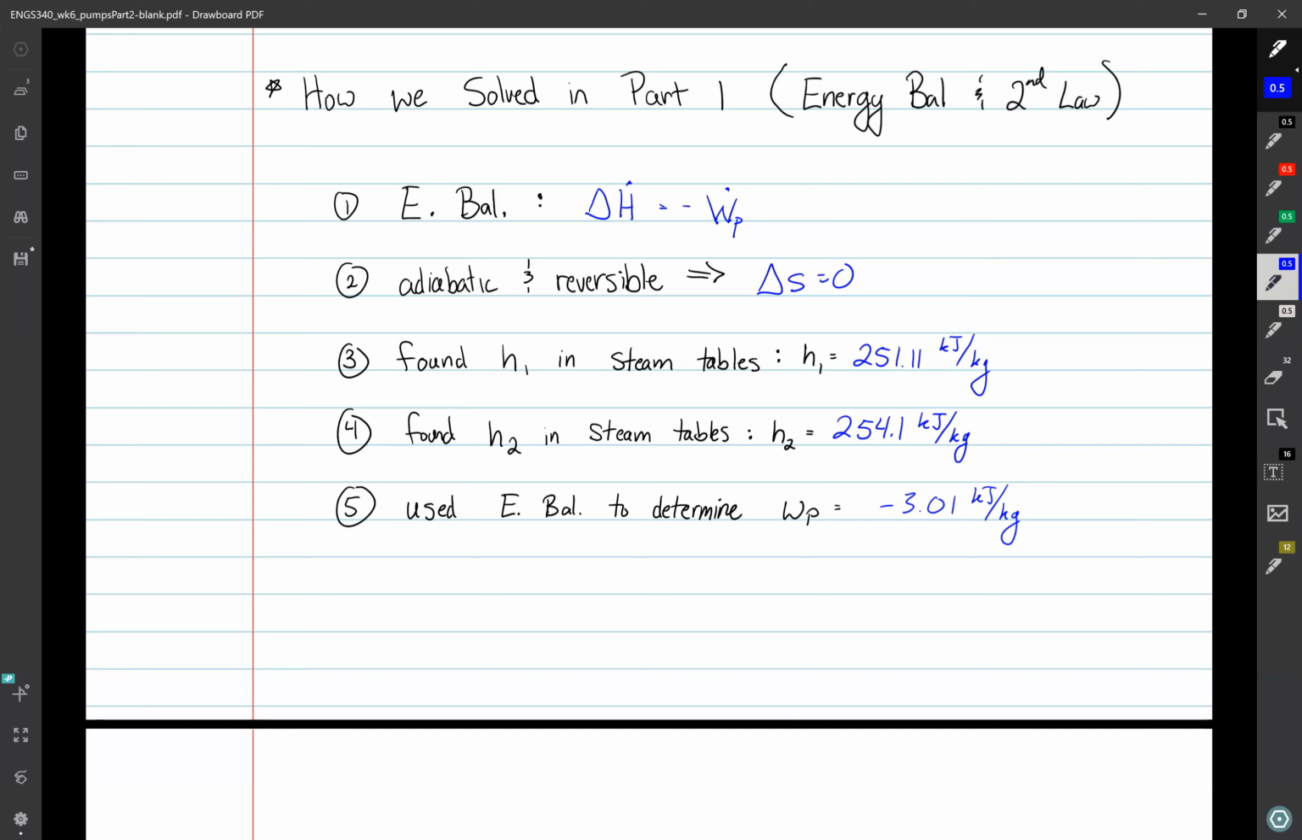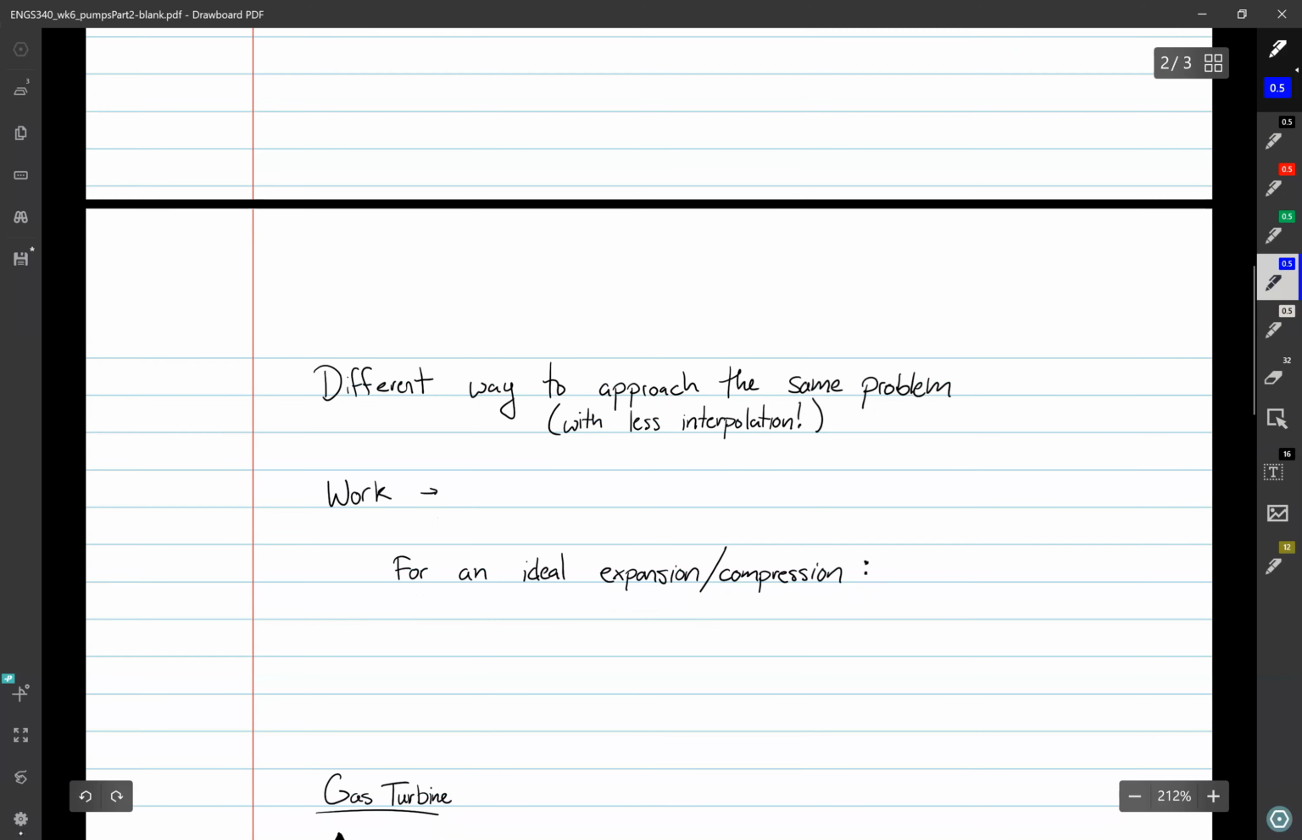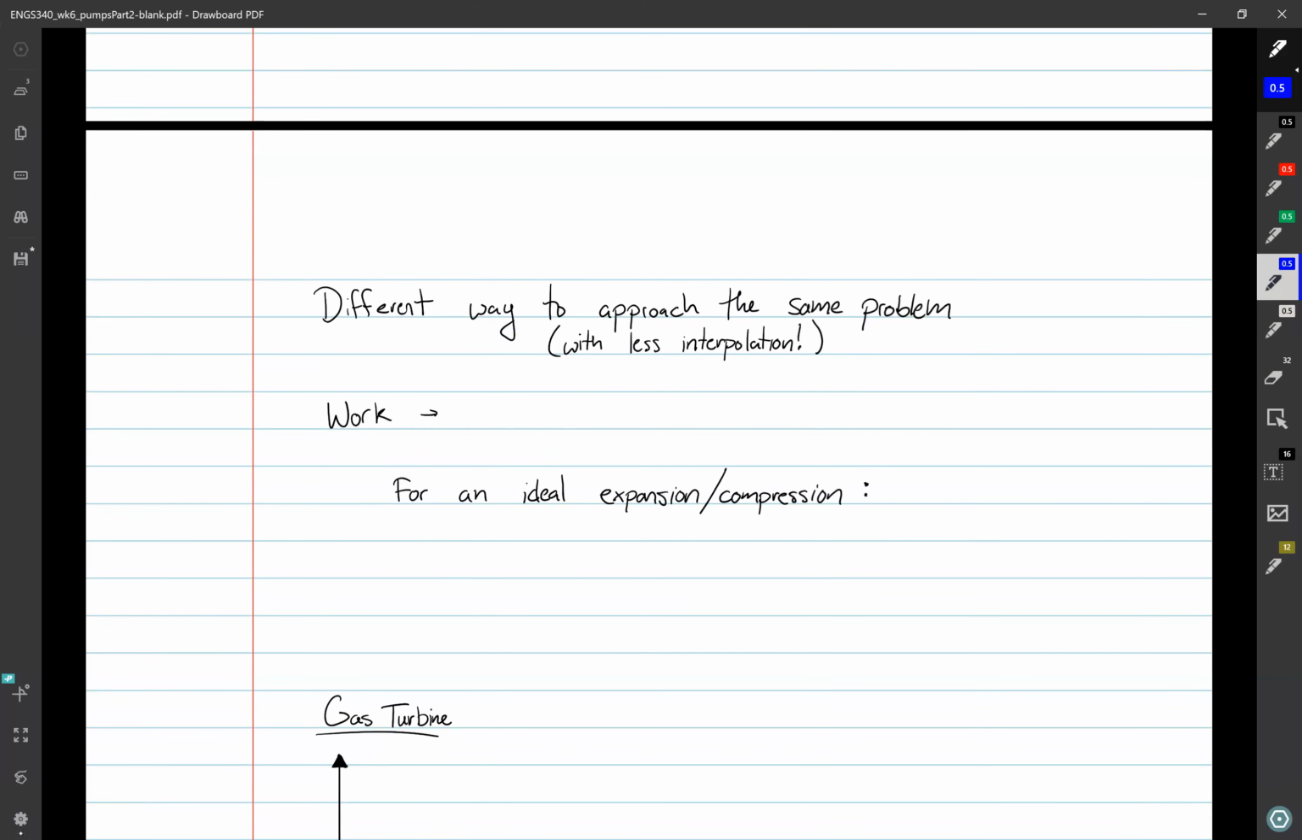I say more traditional, at least in the context of this class, not necessarily more usual, but how we've typically solved these types of problems. We're going to look now at a different way to solve it, and it's nice because it's less interpolation. That's going to be especially nice for exams, where we're going to be using our steam tables and not Cat3.